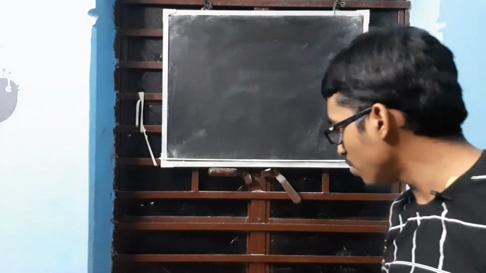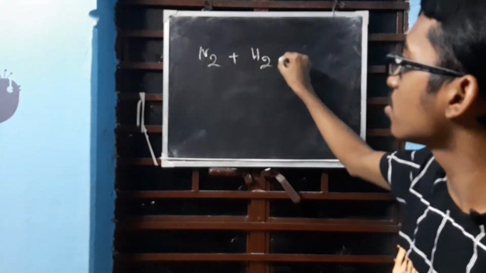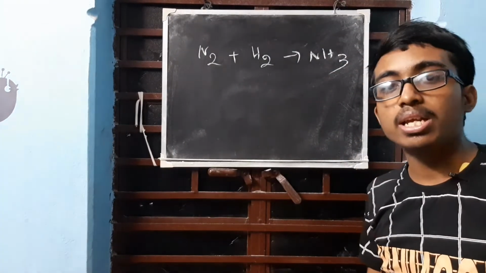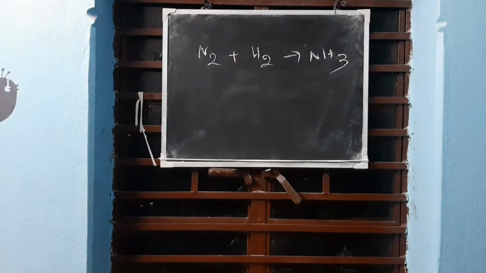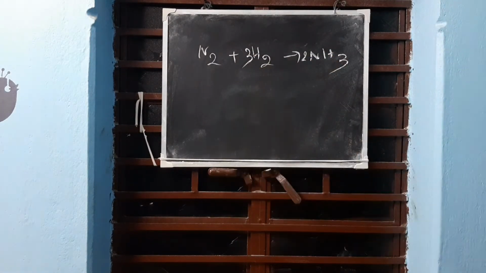It's a very simple one. Write any reaction, suppose this is the Haber process reaction. N2 plus H2 forms NH3. We have to balance the reaction first. If we place 2 over here, this will become 3. So N2 plus 3H2 forms 2NH3.